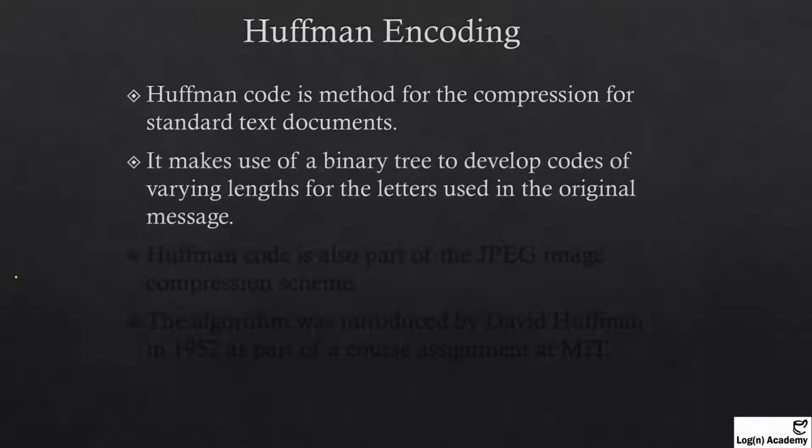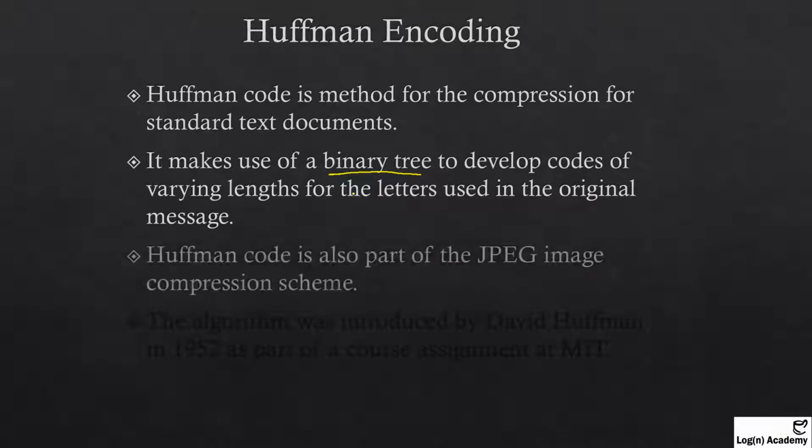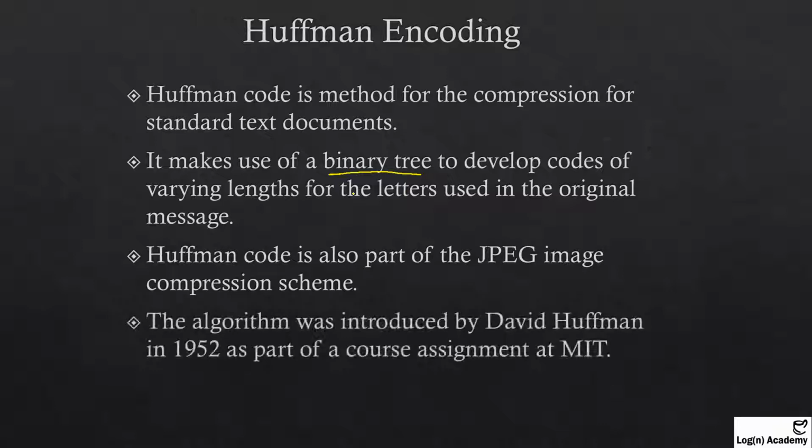It makes use of a binary tree to develop codes of varying length for the letters used in the original message. So Huffman encoding uses the binary tree and creates codes of varying length. We will discuss these codes later. Huffman code is also part of the JPEG image compression scheme. The algorithm was introduced by David Huffman in 1952, as part of a course assignment at MIT.